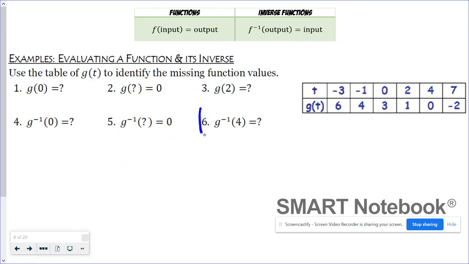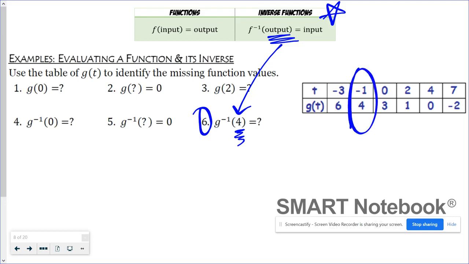In number 6, we are working once again with an inverse function. What do we know? Inside number is 4. That's an output value. Find it on the table. Output value of 4. So our answer here is -1.